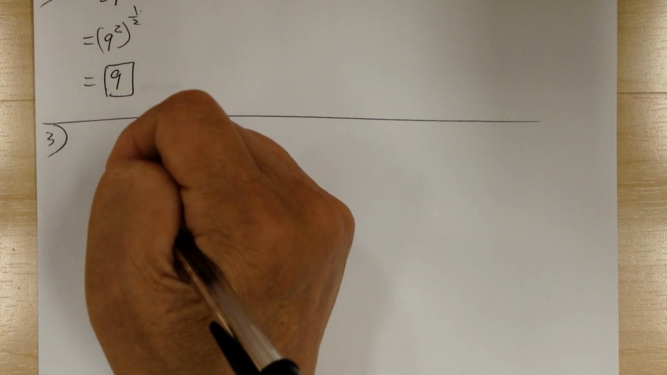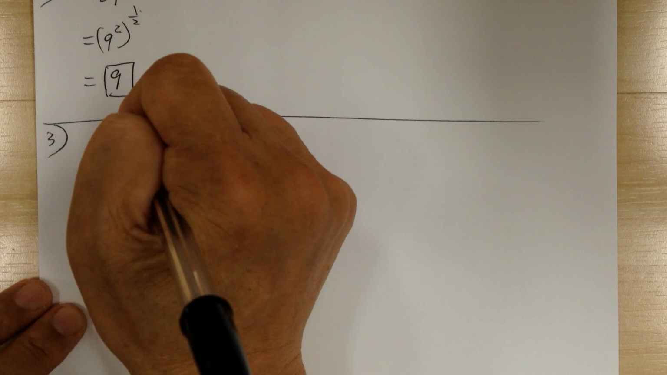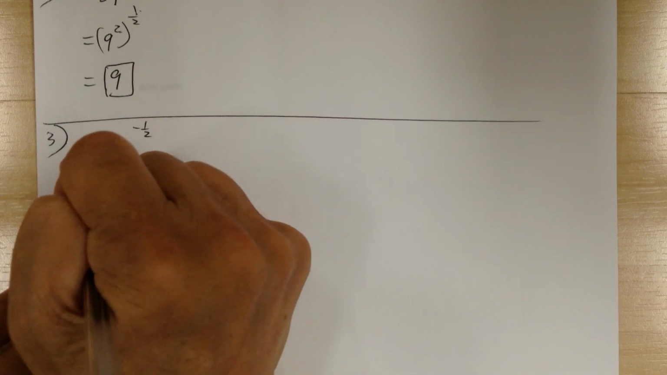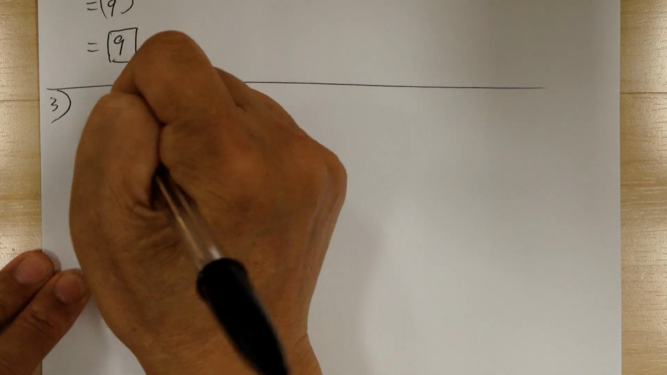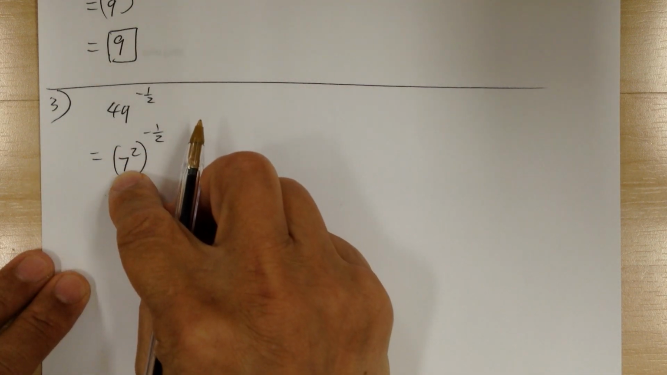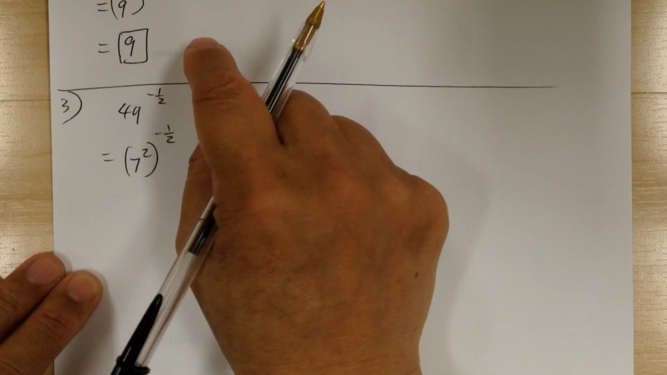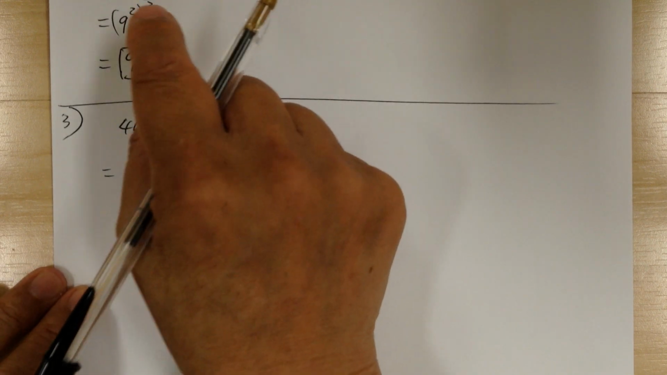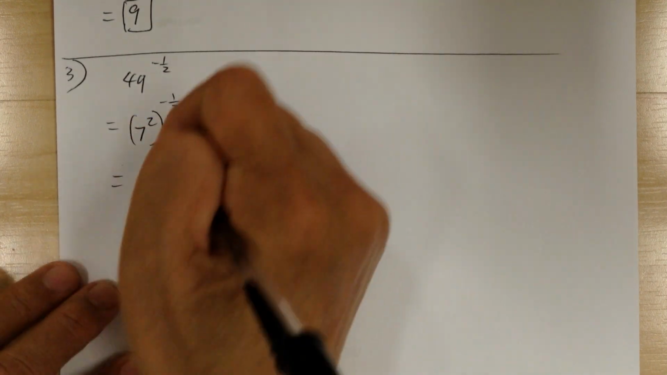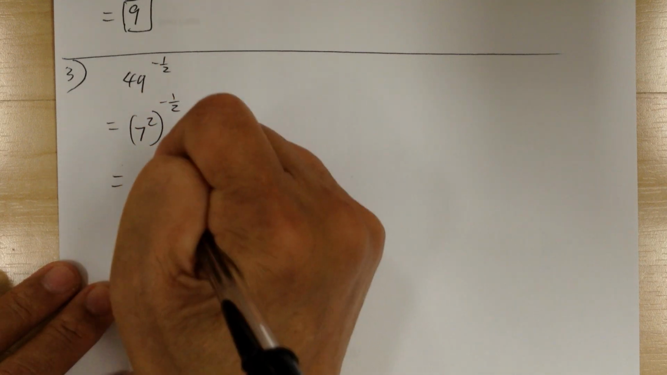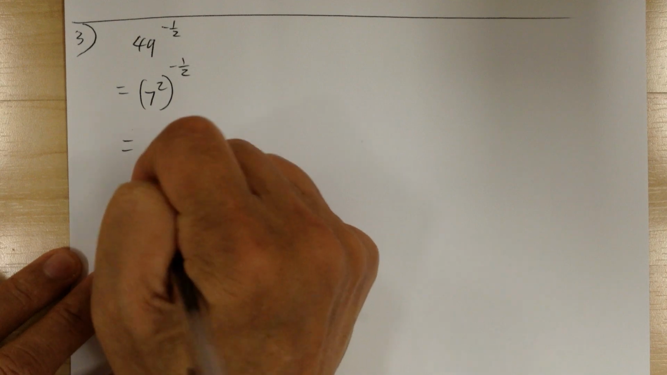Number 3. You have 49 to the negative 1/2 power. So make 49 into 7 squared. If you're not sure what to do, just make it the lowest base possible. But if you know what you're doing, you don't have to. It's safer to make it the lowest base possible if you don't know what you're doing. So this will cancel out, so it becomes 7 to the negative 1 power, and so this will become 1/7.